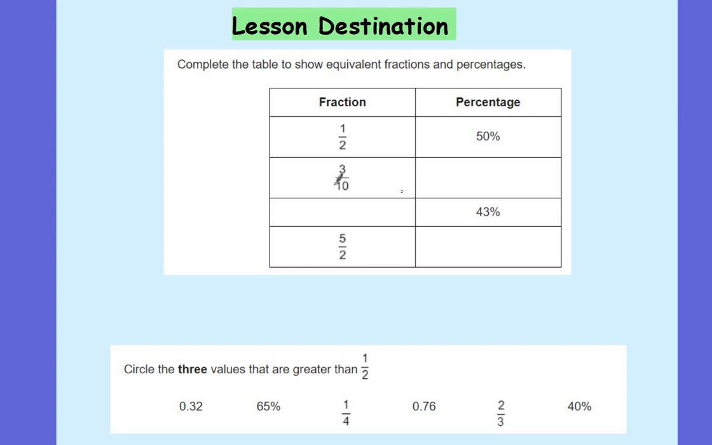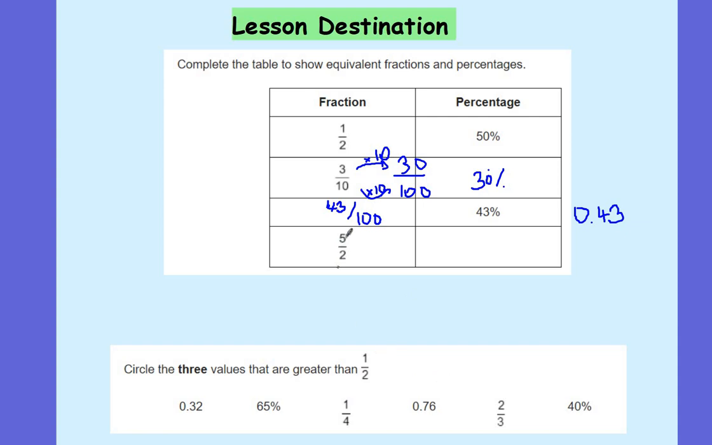Okay, let's go through some answers. I've got 3/10. To convert that to a percentage, I want to put it over 100. 10 times 10 would give me 100. And 3 times 10 would give me what, Misha? 30. So that would be 30%. 43%. To turn it into a fraction, 43% is 0.43 as a decimal, if I divide it by 100, which would then give me 43/100 as a fraction. I can't simplify that.